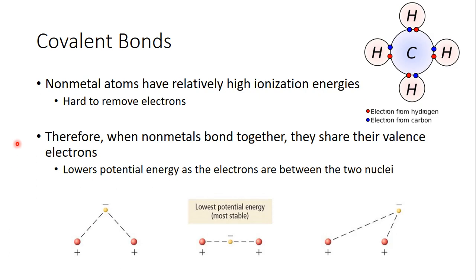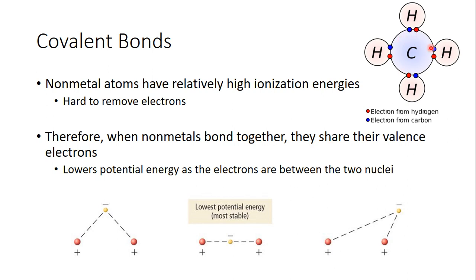A covalent bond is when atoms share electrons. That's because nonmetal atoms have high ionization energy, so it's very hard to completely remove an electron, unlike the metals. So nonmetals, when they bond, share their valence electrons. And that's why we draw 2 dots.